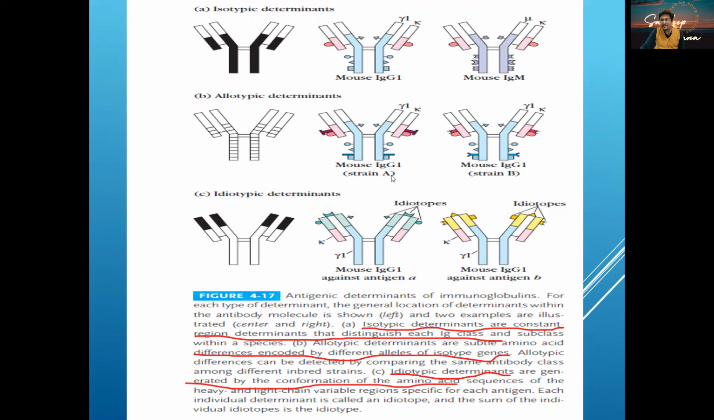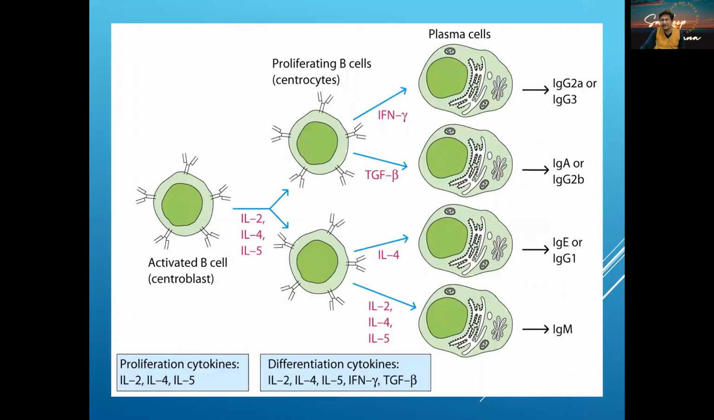For the allotypic one, you can see IgG1 and IgG1 from the mouse, but they have a different binding site for different antigens. And for the idiotype, you can see mouse IgG1 binding to a different kind of antigen in this region, and over here they bind in this particular region. So we have three ways to determine the antibodies.